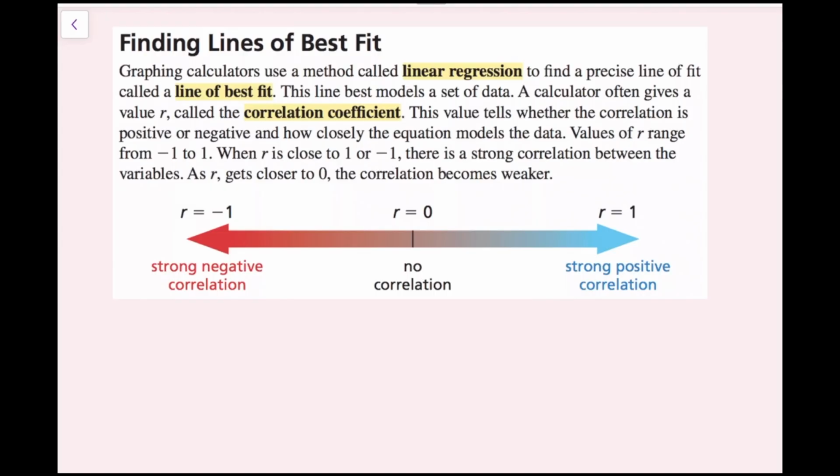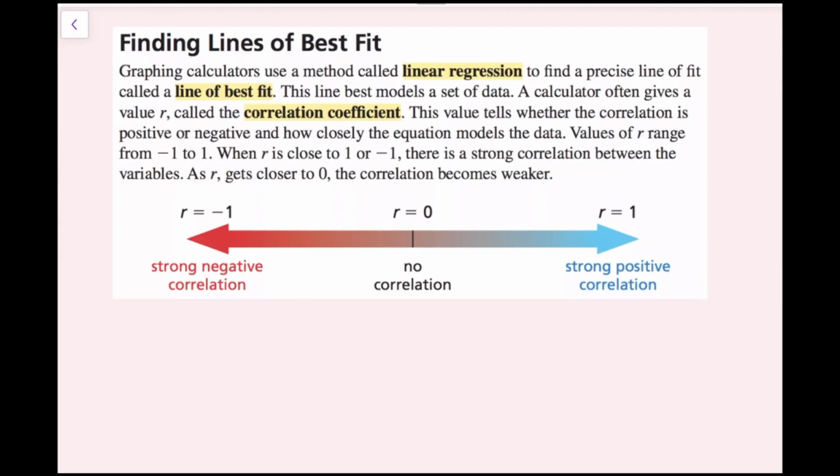Finding lines of best fit. Graphing calculators use a method called linear regression to find a precise line of fit called a line of best fit. The line of best fit models a set of data. A calculator often gives a value r called the correlation coefficient. This value tells whether the correlation is positive or negative and how closely the equation models the data.